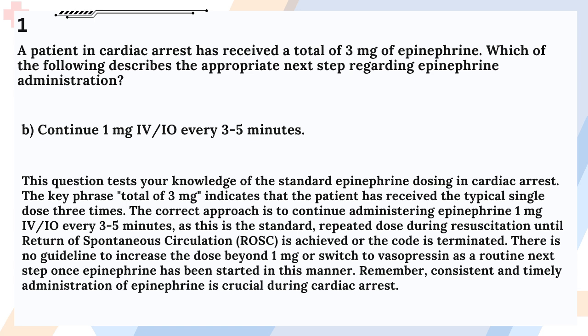The key phrase total of 3 mg indicates that the patient has received the typical single dose 3 times. The correct approach is to continue administering epinephrine 1 mg IV/IO every 3 to 5 minutes, as this is the standard, repeated dose during resuscitation until return of spontaneous circulation, ROSC, is achieved or the code is terminated. There is no guideline to increase the dose beyond 1 mg or switch to vasopressin as a routine next step once epinephrine has been started in this manner. Remember, consistent and timely administration of epinephrine is crucial during cardiac arrest.